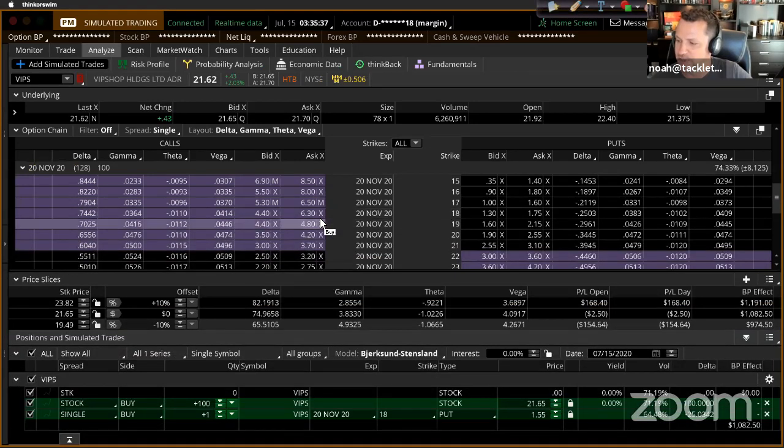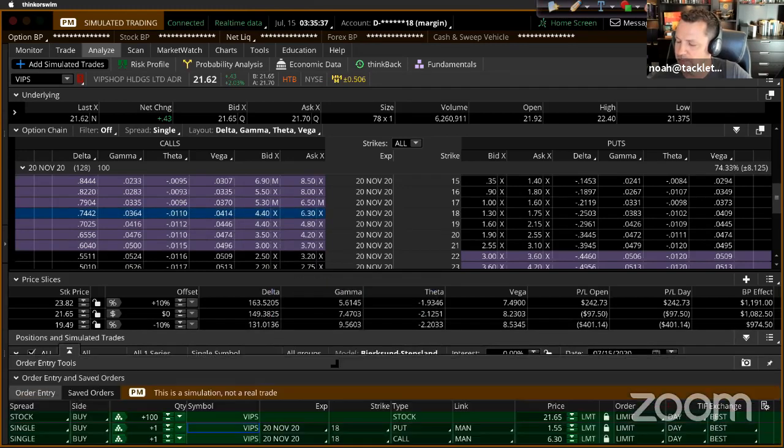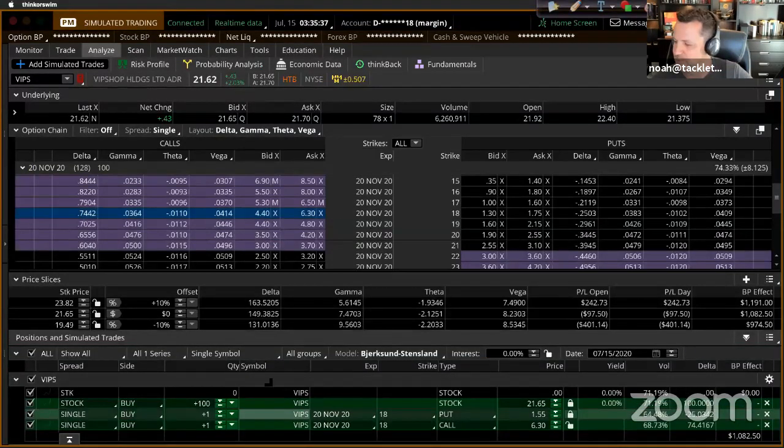Now, this is always interesting to me, and this is kind of off topic, but I wonder how much it would cost me to just buy the $18 call instead of the stock. It cost me $540. Okay, so this is always interesting to me. I want you to compare these two risk graphs.